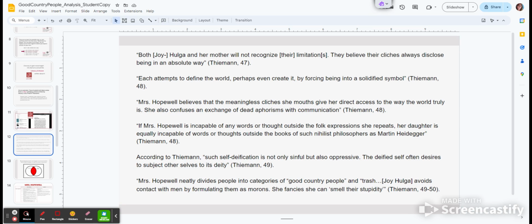Mrs. Hopewell neatly divides people into categories of good country people and trash. Joy Helga avoids contact with men by formulating them as morons. She fancies she can smell their stupidity. Now, I believe she also, I think, believes everyone is a moron. For sure her mom, probably Mrs. Freeman as well, not just men.